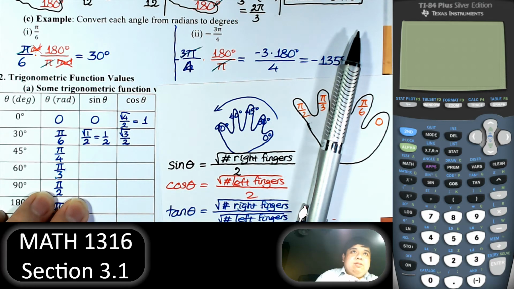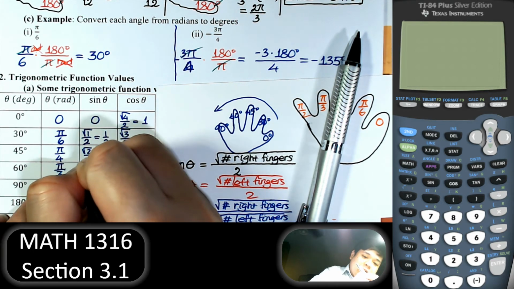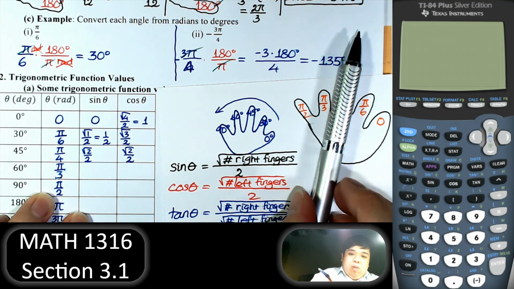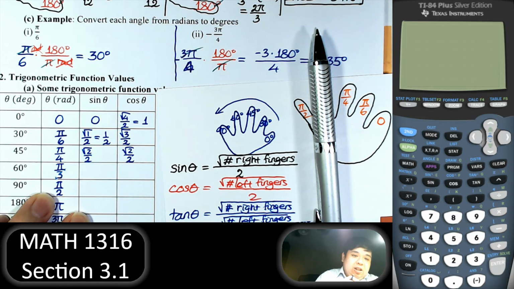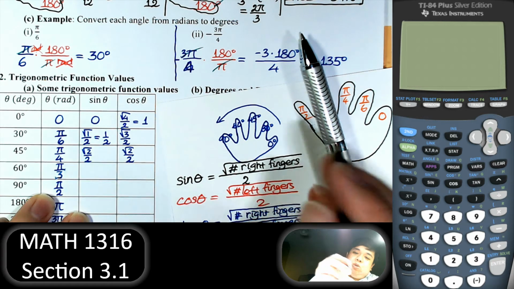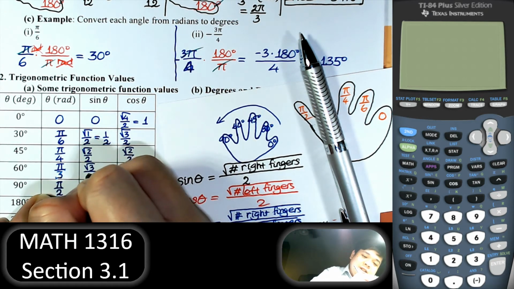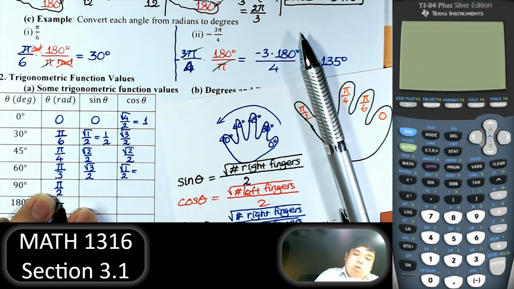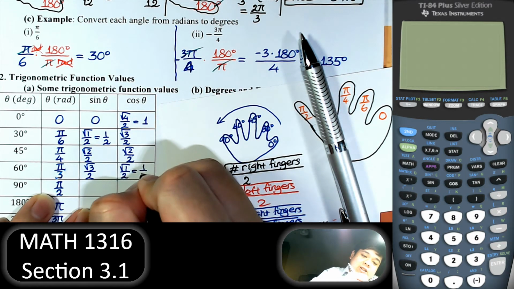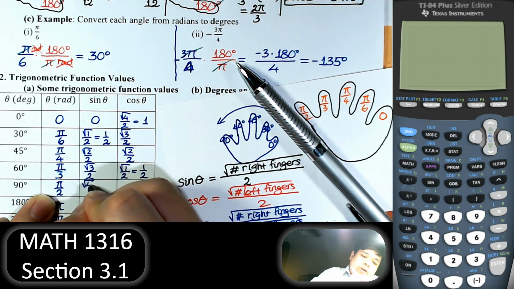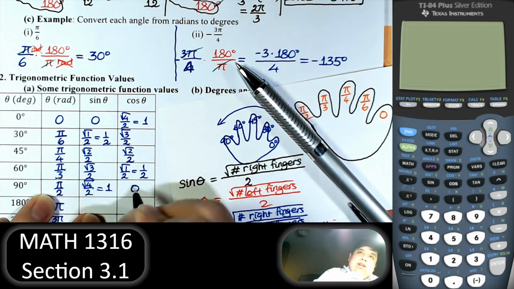Pi over 4. Same thing, square root 2 over 2, square root 2 over 2. Pi over 3 or 60 degrees. Yeah, so it works just fine, but we just have different values and different units. So 3 fingers on the left, 1 finger on the right. Or 3 fingers on the right, 1 finger on the left. 90, 4 fingers on the right, and nothing on the left.